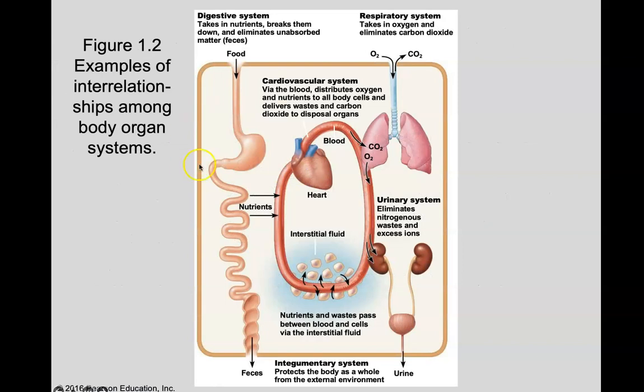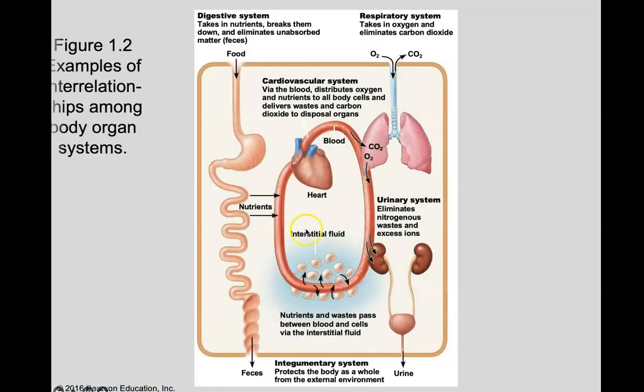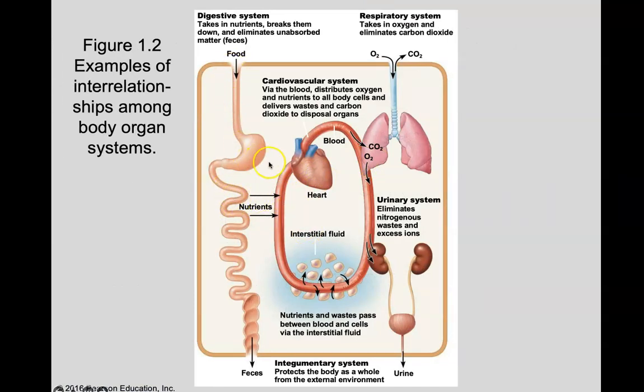And this is just an example of the interrelationship among body organ systems and how they work together. All of our cells need to be serviced, so they all need nutrients. As we take food in and break down those macronutrients through the digestive system into micronutrients that can be absorbed into the bloodstream, we then need the cardiovascular system to share those nutrients throughout the body.